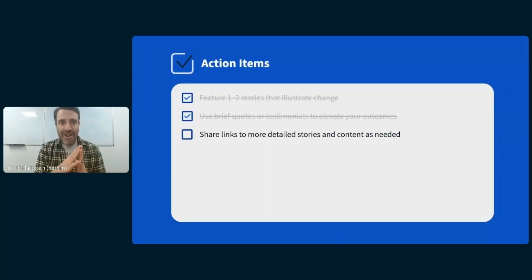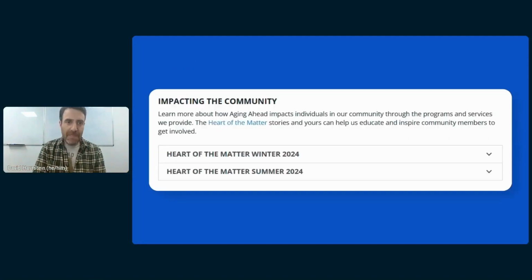Next up, consider sharing links to more detailed stories and content as needed. So your impact page doesn't need to be filled to the brim with every story and stat that you have available. A great way to avoid overstuffing your page is by linking out to other places for more information. That way, if visitors are still looking for more detailed ways to engage with your impact, they can follow those links and find what they're interested in, but we're not overwhelming visitors directly on the impact page.